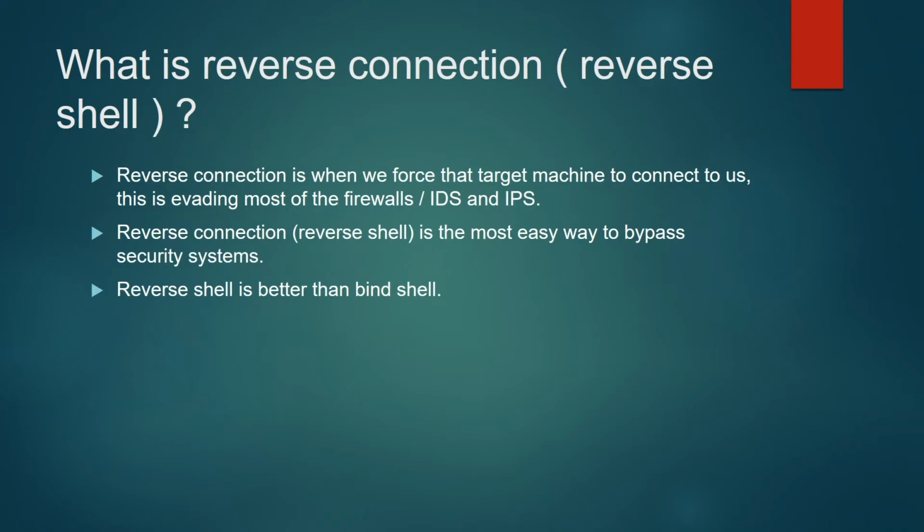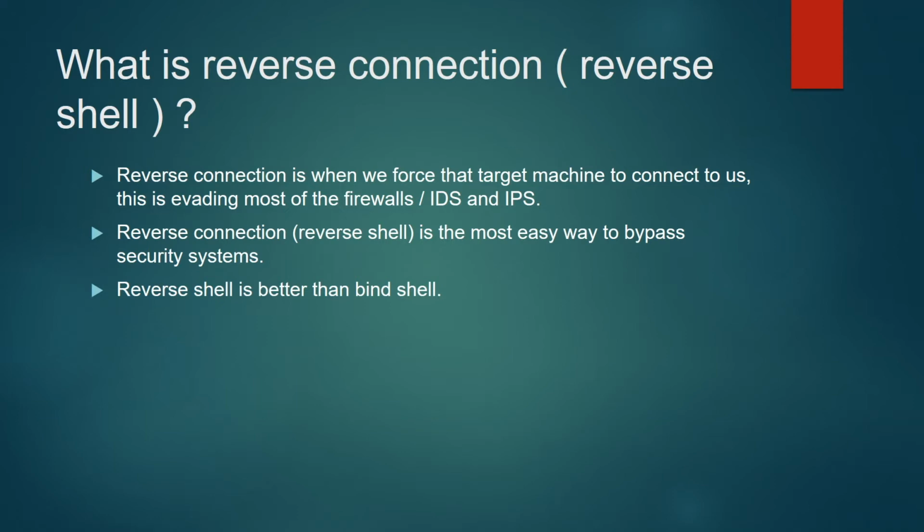The reverse connection, or a reverse shell in other words, is when we are forcing the target machine to connect to us. This is an amazing technique for evading firewalls, IDS, and IPS. Most firewalls are made this way: they are built for blocking packets coming from outside. For example, if a MySQL server is standing behind a firewall, all the connections coming inside will be blocked.